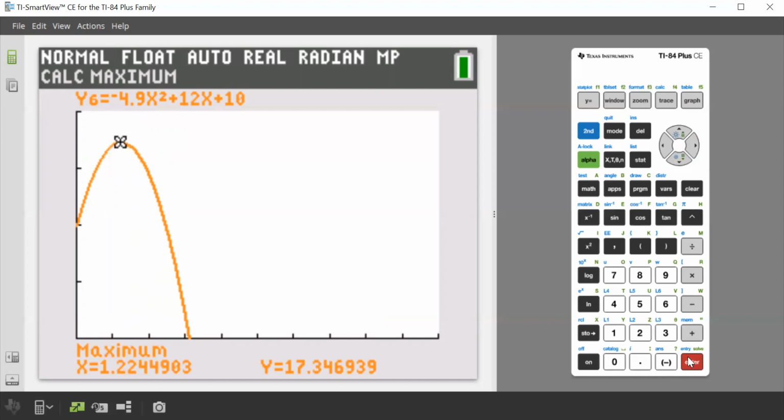Our maximum height is 17.4 meters. I got a good arm on me when I'm throwing a Slurpee. Well, what's the 1.22? Well, the 1.22 is the time it takes to reach that maximum height. Okay, so let's go and answer some questions here.